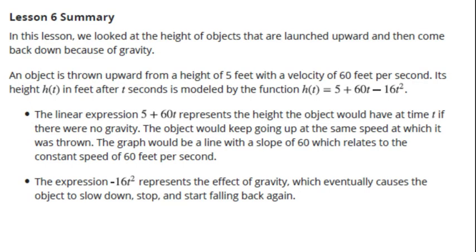So now we're looking at the summary. So we have this function, all right? The object is thrown upward, initial height of 5 feet, 60 feet per second is its velocity. So that minus 16t squared is the gravity. So h of t equals 5 plus 60t minus 16t squared. The 5 plus 60t represents the height if there was no gravity, in t seconds, 2 seconds, 3 seconds, 4 seconds, if there was no gravity. But there is gravity, so the minus 16t squared represents that effect of gravity.